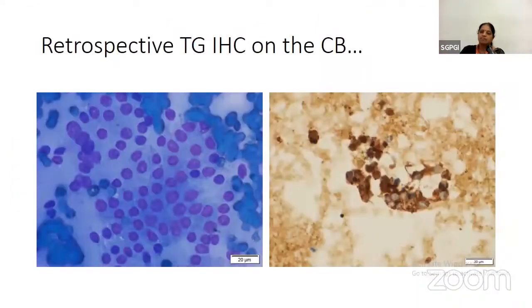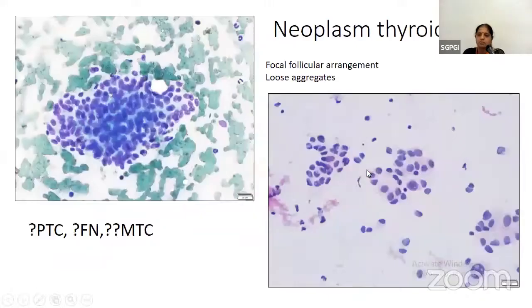So retrospectively we went back to our cell block, which we had just signed out as neoplasm, and that showed positivity for TG. And the reason I think follicular carcinoma was missed, in fact, we have a lot of cases where we have diagnosed metastatic follicular carcinoma, metastasis from the thyroid, but here somehow the microfollicles did not predominate. The smear was a little paucicellular, technically not a very great aspirate. That's why we had missed the case, but it was positive. We could have picked it up retrospectively.